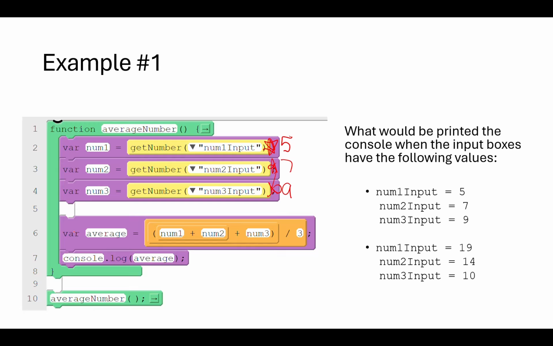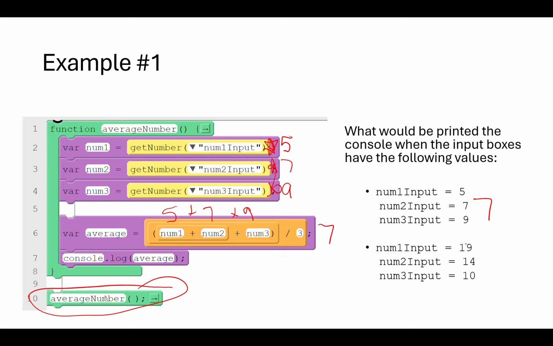They're making a variable called average. We're adding the 3 variables together. So 5 plus 7 plus 9. Well, that is the number 21 divided by 3. So average would be a value of 7. So I would print in my console 7. Notice right here, we are calling our average function down there.